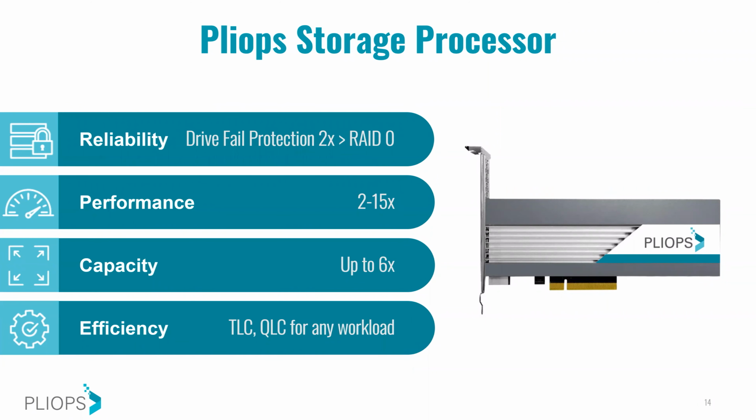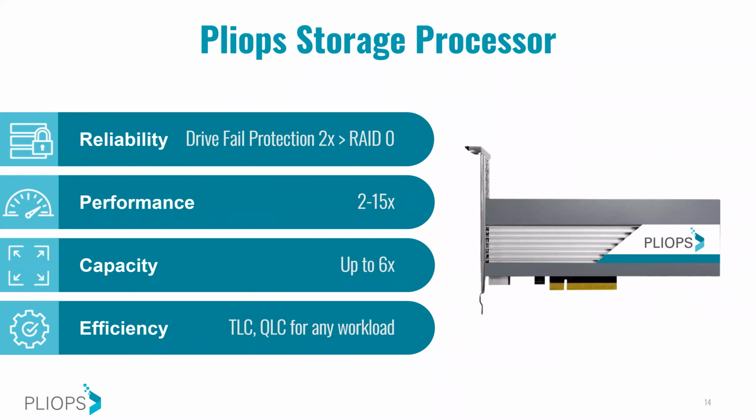Number 1 is reliability. As Kirill talked about, right? That's table stakes. And we can deliver what we call drive fail protection. We don't want to say RAID 5 because it has so many negative connotations, and we actually have a different architecture. But the ability to survive a single drive failure, continue operations, rebuild automatically, we can deliver that with twice the performance of RAID 0. So there's no compromise to delivering that drive fail protection.